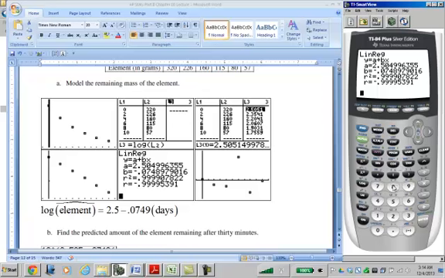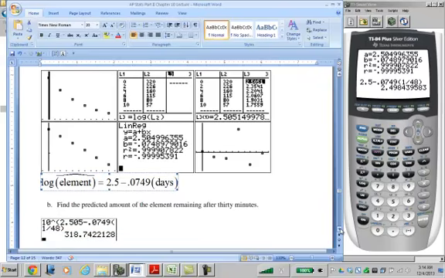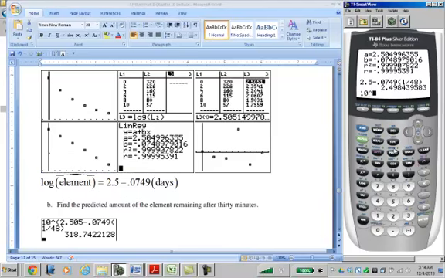So we'll take 2.5 minus 0.0749 times 1 divided by 48. In other words, half an hour. Okay, now we get an exponent here. And we'll raise 10 to this power. And so we got 315 grams.